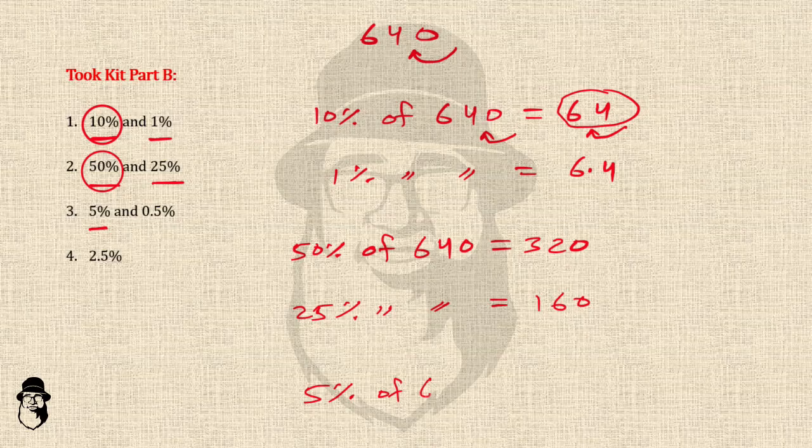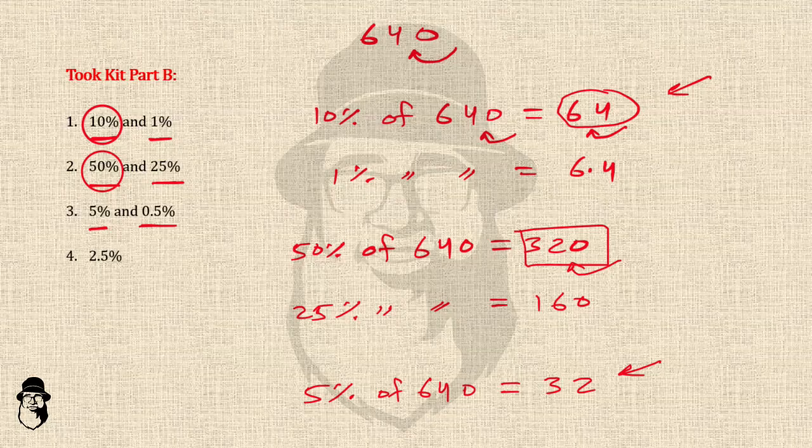5% of 640 will be half of 64, that is 32. Another way is if we have already 50%, then we know 1/10 is 5%. We just shift the point one place to the left and it will be the same 32. So we have 5%.